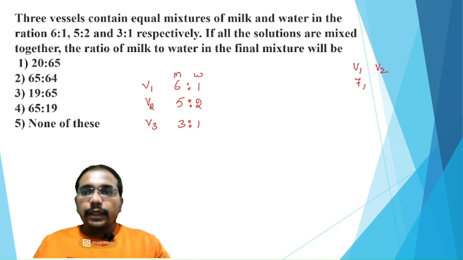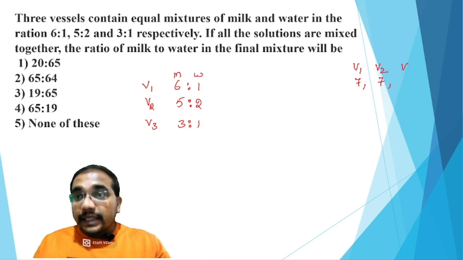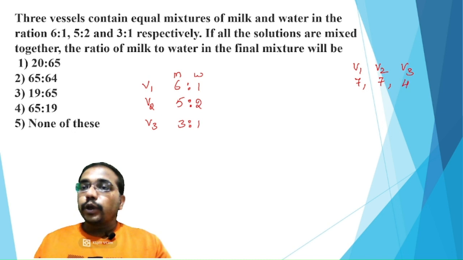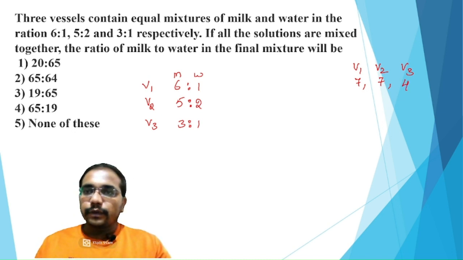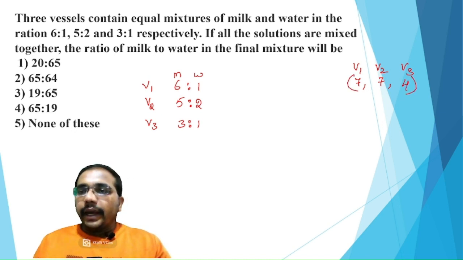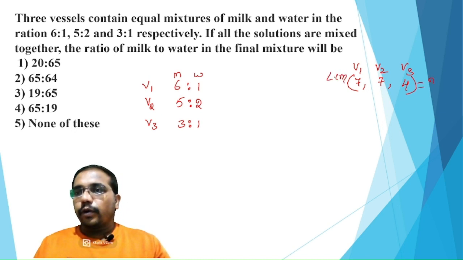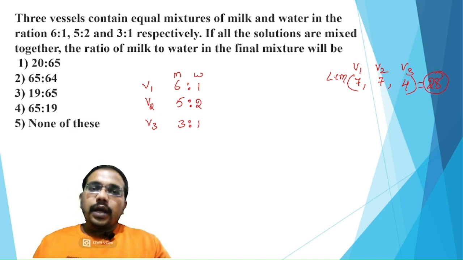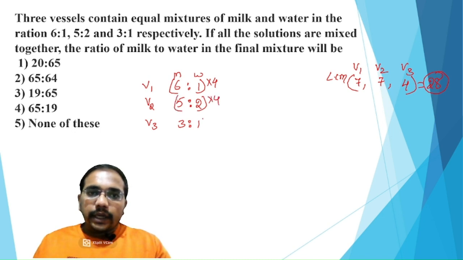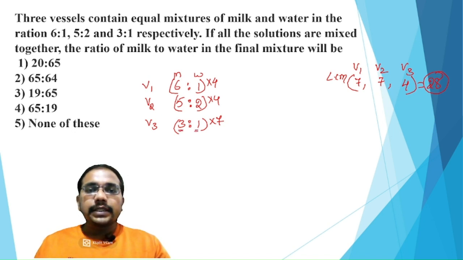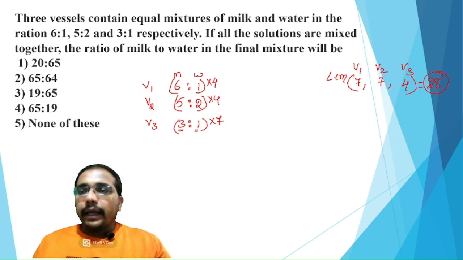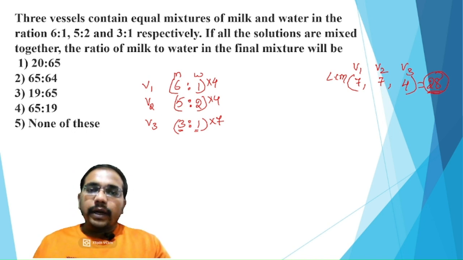If you observe, vessel 1 is having total how many parts? 7 parts. Vessel 2 having 7 parts. Vessel 3 is not having 7 parts. It is only having 4 parts. 3 plus 1 is 4. I need to make it the same by taking LCM. LCM of 7, 7 and 4. How much value? 28. So I want to make it 28. So here I need to multiply with 4. Here I need to multiply with 4. Here I need to multiply with 7. Why are you multiplying with 7? Because already it is 3 plus 1, 4. I need to make it 28. Then I need to multiply with 7.